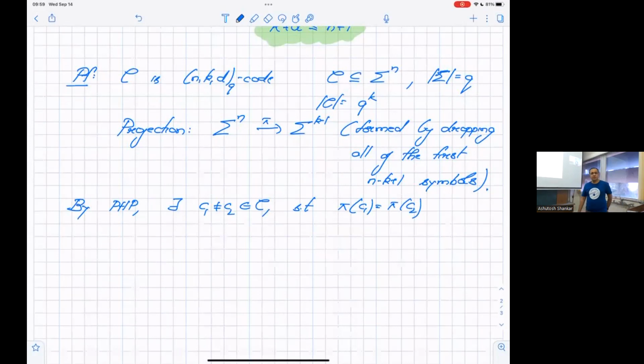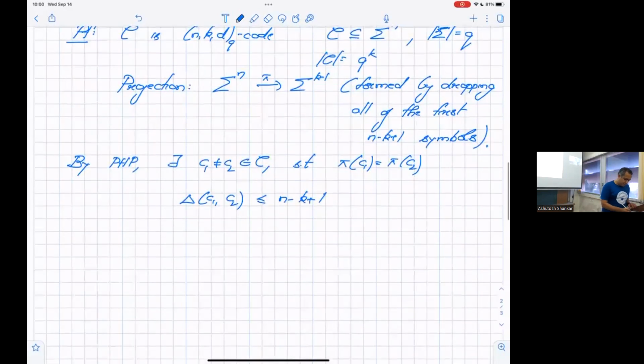But then what does this mean? C1 and C2 have to be distinct code words. They are far away from each other. So where does this distance have to come from? It can come only from the n minus k plus 1 part. It cannot come from the k minus 1 part. So you know immediately this says that delta of C1, C2 should be less than or equal to n minus k plus 1, and that's the entire piece. So D is less than or equal to that.